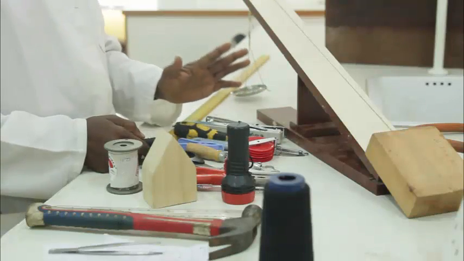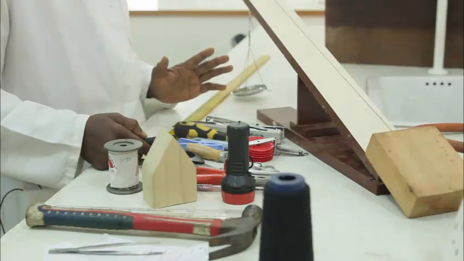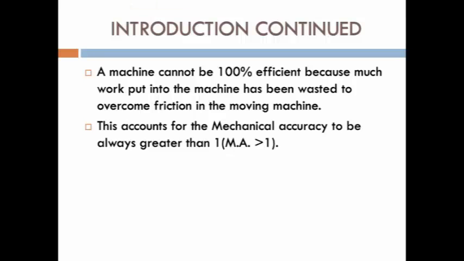Today, we identify simple machines. I want us to know that a machine cannot be 100% efficient because much of the work put into the machine is wasted to overcome friction in the moving machine. This accounts for the mechanical advantage always being greater than 1.